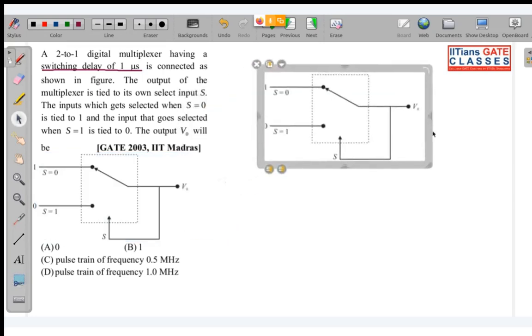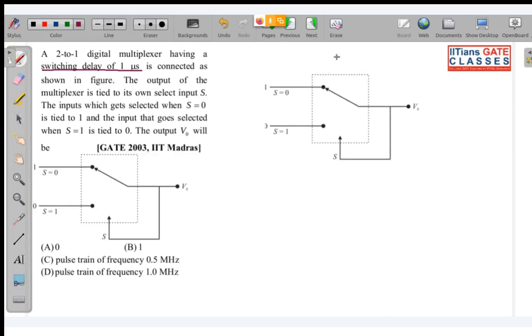Case 1. When S is equal to 0, this line S0 will be connected to V0. Now you can see V0 is equal to 1, and this V0 is shorted to S. So S becomes 1.